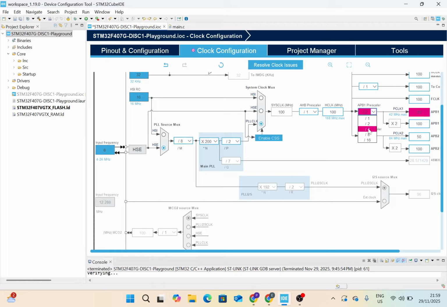but it must be less than 42 megahertz, right? So then I go to 4. You just basically have to fall onto the next available prescaler to ensure that you are not violating any of these constraints. So look at the changes we have to do.